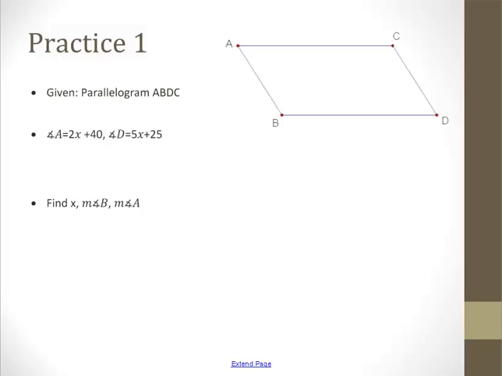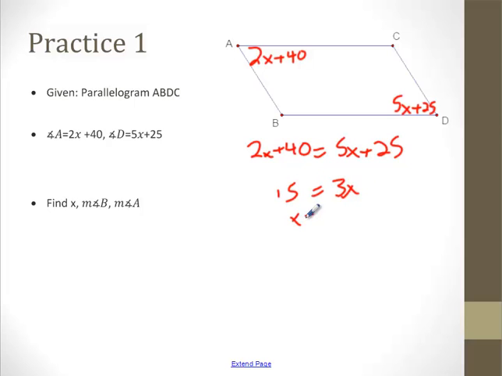Okay, try this one. Get comfortable doing this, and we'll check it in a bit. So angle A is 2x plus 40. Angle D is 5x plus 25. Very similar setup. They're across from each other, so we set them equal. 3x equals 15, so you get x is 5. Plug that back in. We're going to get that the measure of angle A is 50, and the measure of angle B is 130.